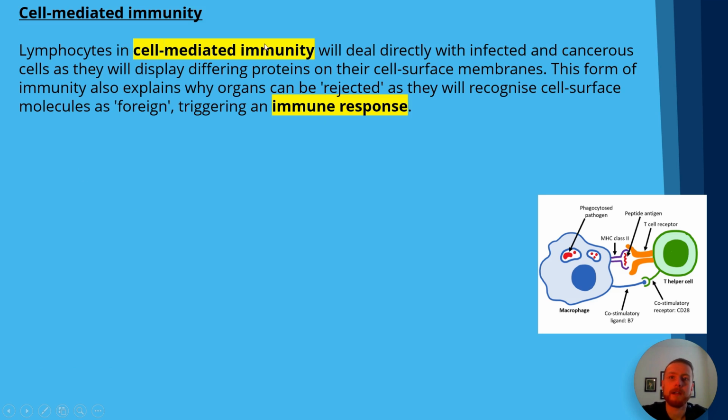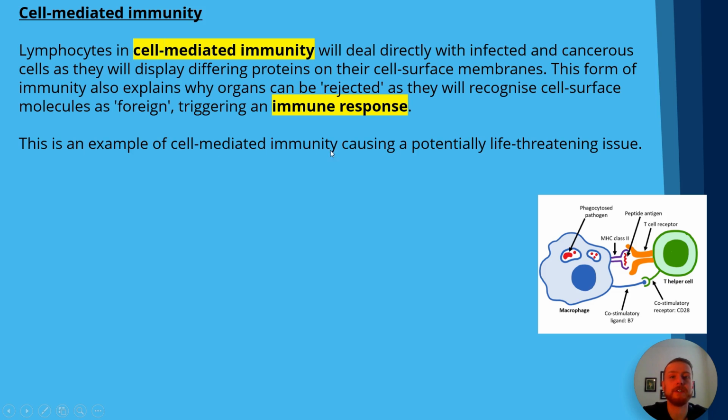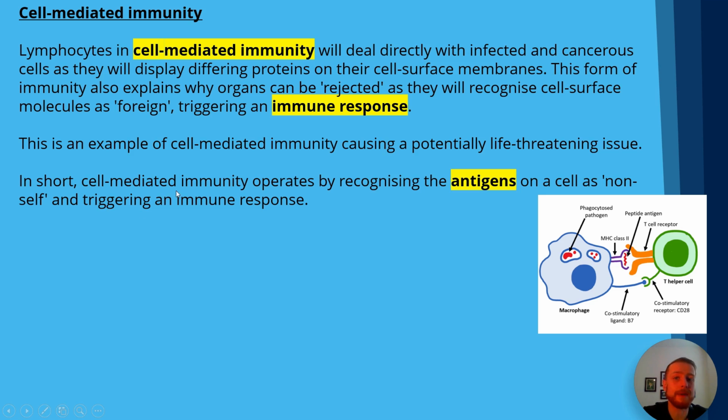Cell-mediated immunity. Lymphocytes in cell-mediated immunity will deal directly with infected and cancerous cells, as they'll display differing proteins on their cell surface membranes. This form of immunity also explains why organs can be rejected, as they will recognise cell surface molecules as foreign, triggering an immune response. This is an example of cell-mediated immunity potentially causing a life-threatening issue. In short, cell-mediated immunity operates by recognising the antigens on a cell as non-self and triggering an immune response.